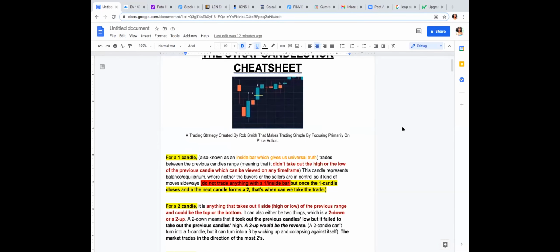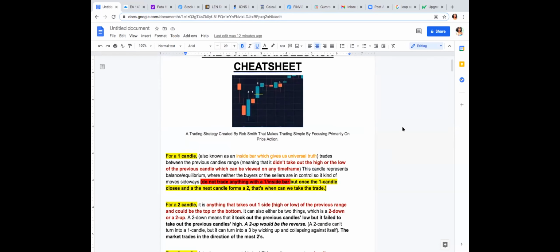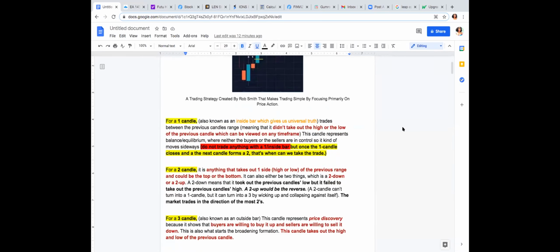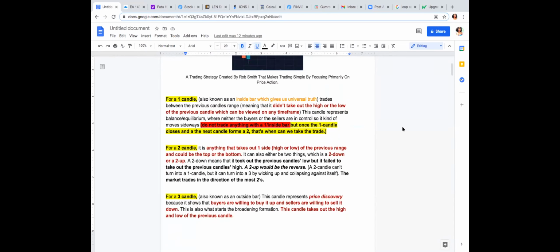And obviously the Strat is a trading strategy created by Rob Smith that makes trading simple by focusing primarily on price action. So when you see us in the community talk about things like a 1, 2, and 3 candle, I know there are some people who are wondering exactly what that is. So I just typed it up and broke it down to make it very simple so that you can have this in your arsenal.